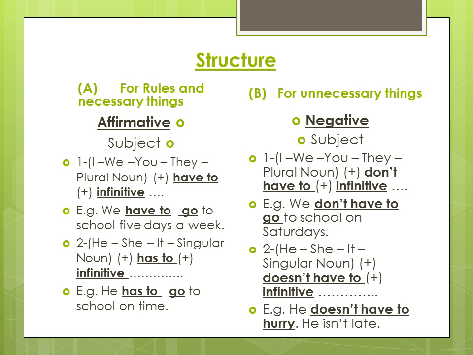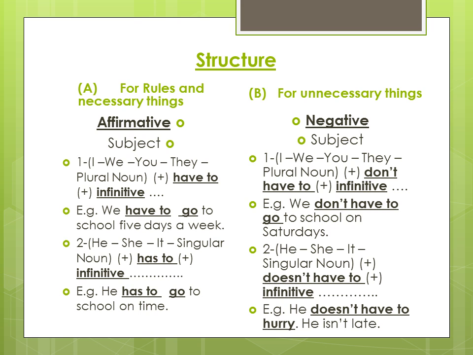Now number 2. He, she, it and singular noun. When the subject is he, she, it or a singular noun يعني اسم مفرد we don't use have to. Here we use has to plus infinitive. For example, he has to go to school on time. He has to, not have to.